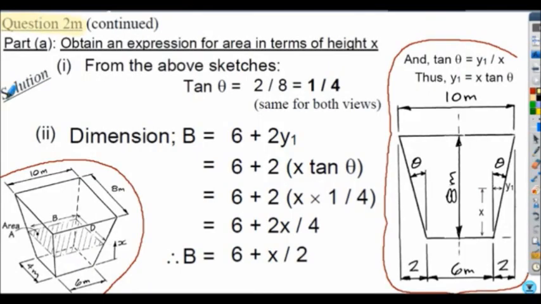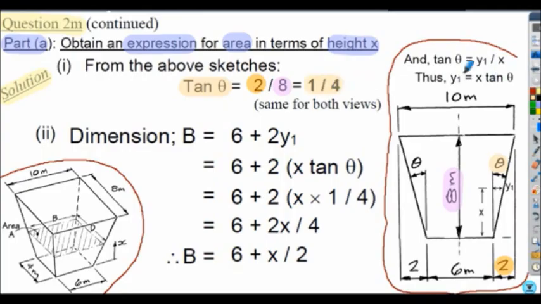Question 2M, solution continued. There's still part A here. Let's obtain our expression for the area. So from the previous sketches, of which I've shown on the right hand side of the slide here for convenience, we can determine the tangent of angle theta. In our geometry here, it's angle theta. And for the tangent ratio, that's the opposite side of a right angled triangle. That's 2 meters shown here, divided by the adjacent side of a right angled triangle, and that's our 8 meters shown here. So the tangent of the angle theta is simply 1 upon 4, or 0.25.